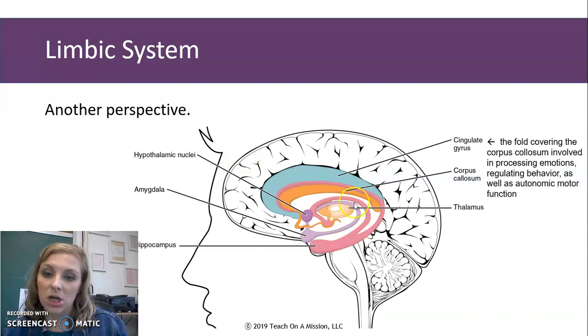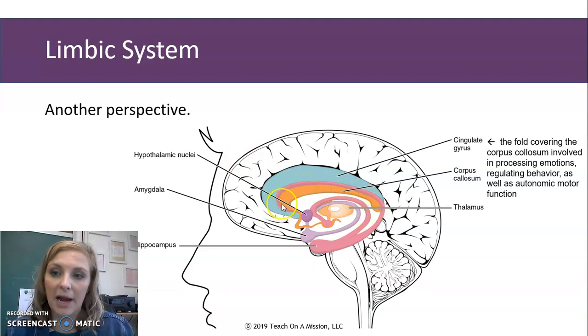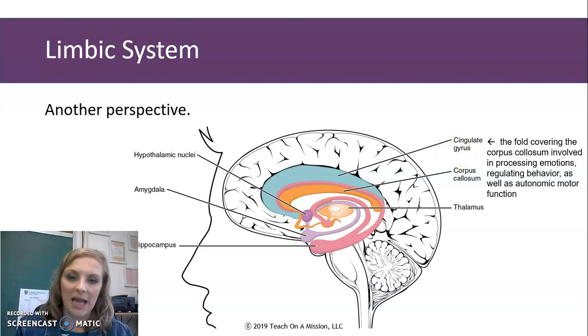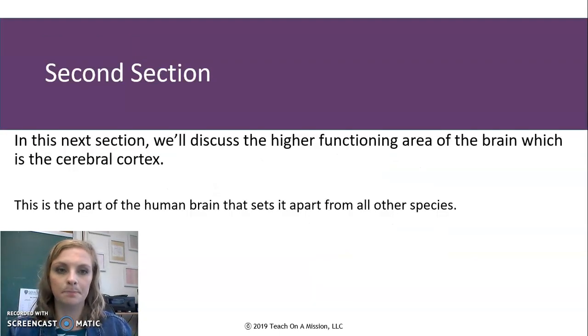We can see the corpus callosum is this orange piece connecting those two hemispheres of the brain. And then we also have our cingulate gyrus, and that's on top of the corpus callosum, and that is going to be involved with processing some emotions, regulating our behavior, as well as some other automatic motor functions.